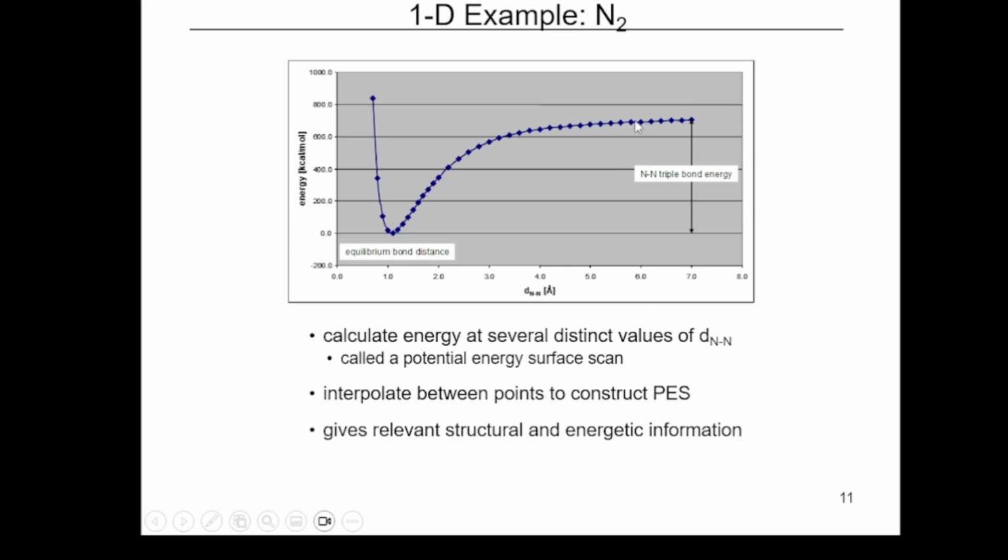You are taking points, plotting their energy, and now you're interpolating them, and you can construct a potential energy surface diagram. So it gives relevant structural and energetic information. Now you can see here, for any point, you know the distance between those atoms, and you can know the energy associated with it. So such type of diagram where energy is related to geometric parameters is called a potential energy surface diagram.